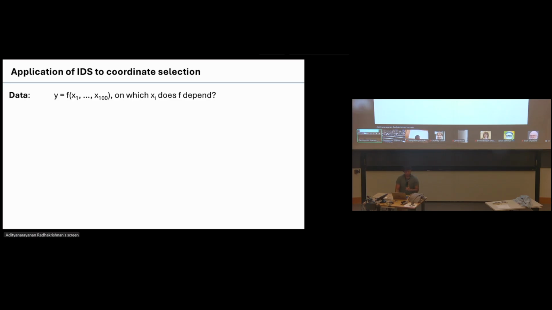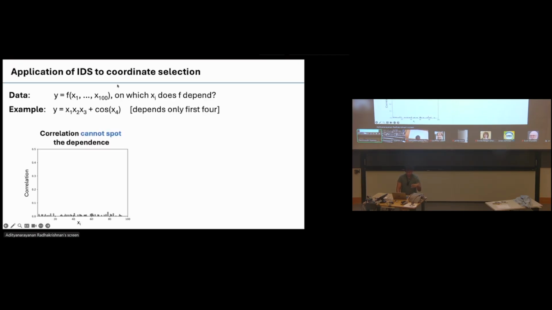So suppose I have a function where my label depends on 100 coordinates. It's a function of x in a 100-dimensional space. But in reality, suppose it actually depends on 4 of those coordinates. So what you could do to discover this dependence is you could just run correlation between every coordinate and the label, and you'll see that correlation will not spot the difference. So on the x-axis here, I have all my 100 coordinates. Y-axis is the correlation between them and the label. It won't do it. This is a nonlinear function.